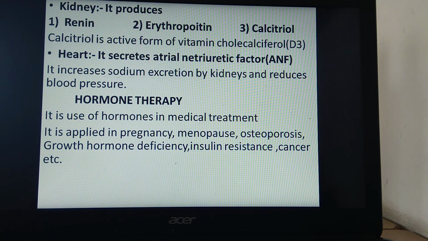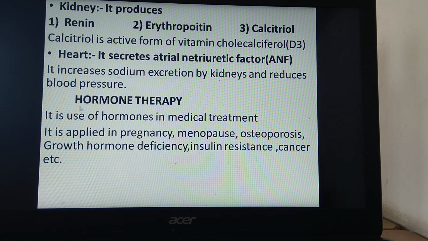Next gland which comes under diffuse endocrine glands is the kidney. It secretes 3 hormones: renin, erythropoietin and calcitriol. You should know that calcitriol is the active form of vitamin cholecalciferol, that is D3. The remaining 2 hormones, renin and erythropoietin, are secreted by the kidney. Then the heart. It secretes atrial natriuretic factor, which is also called ANF. It increases sodium excretion by the kidney and reduces blood pressure.